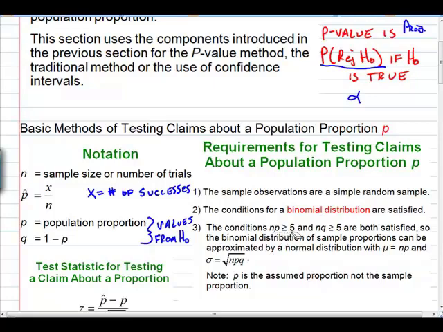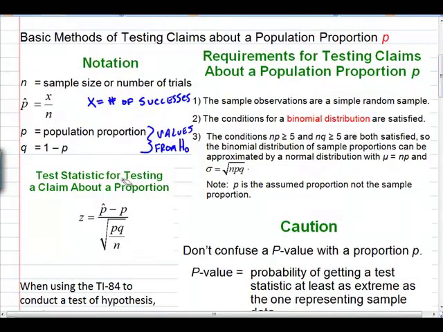Also, the conditions for the sample size have to be met. n times p, the number of successes, has to be greater than or equal to 5, and n times q, the number of failures, has to be greater than or equal to 5. This way, the binomial distribution of sample proportions can be approximated by a normal distribution where the mean is n times p and the standard deviation is the square root of npq. This condition assures us that we can use a normal distribution regardless of the original population's distribution.